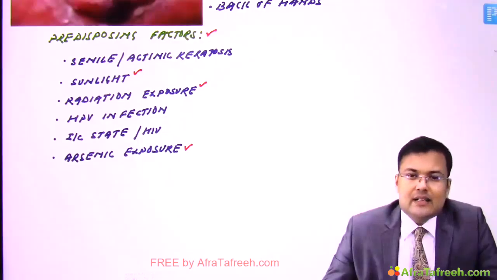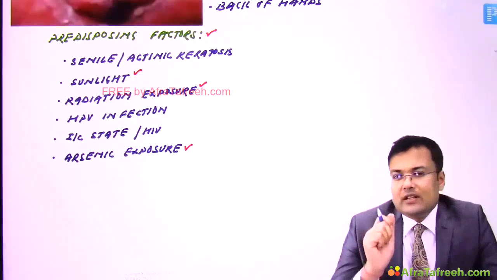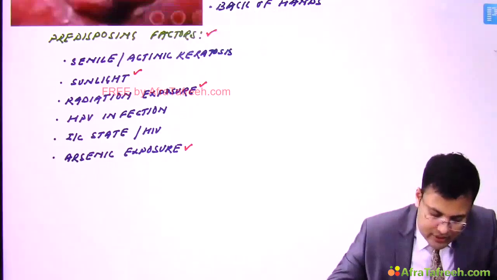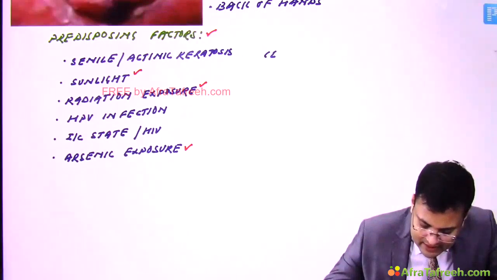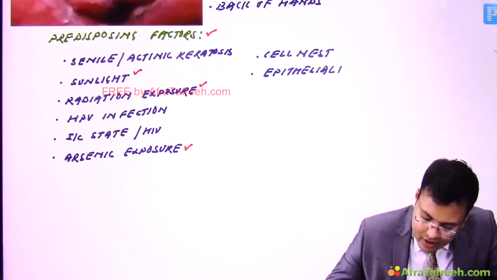Many questions are asked in pathology also related to squamous cell carcinoma. What are the pathological characteristics? So in squamous cell carcinoma, what you see is cell nests, keratin pearl or epithelial pearl. So there is epithelial pearl or keratin pearl.